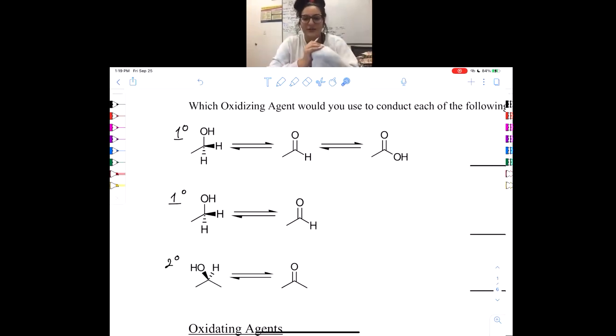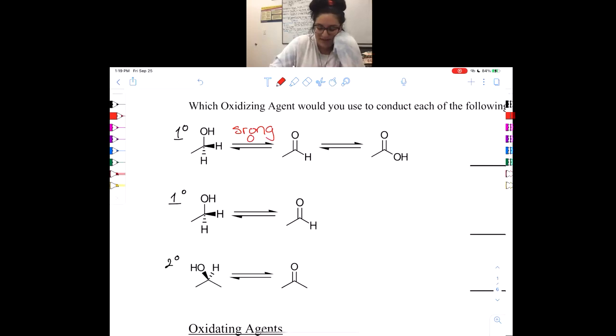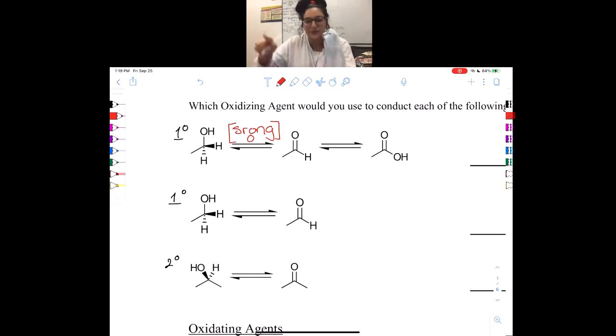So, guys, oh, someone already answered. Strong versus weak. Yes. How do you know one of them is strong and one of them is weak? One makes an aldehyde versus the other one goes all the way to a carboxylic acid. Awesome. So this first one is going to be a strong oxidizing agent, and I'm just going to write it as O. And we know that because it doesn't stop at the aldehyde. It goes one more time to make a carboxylic acid, versus the second one has to be weak because we are stopping at the aldehyde.